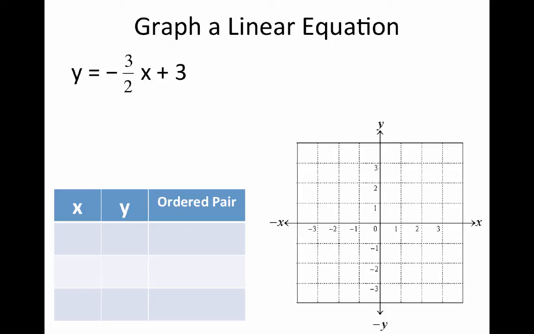Here's another one. Looks similar, but the numbers are different. Y is equal to negative 3/2 x plus 3. Go ahead and find the x and y intercepts and graph the equation of the line.